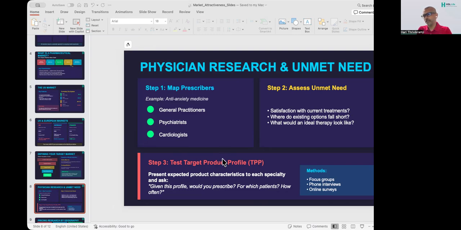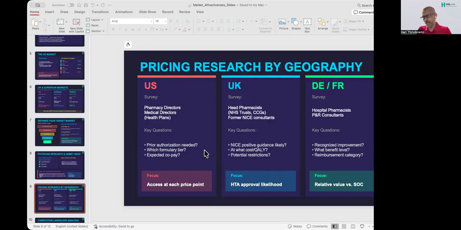Now, the next important step in market attractiveness is pricing research by geography. This is a critical element, because even if you know the number of patients in the patient pool specifically, we need to know what kind of price your product could command in that market. So again, the approach has to vary by market, since pricing is different by geographic market.